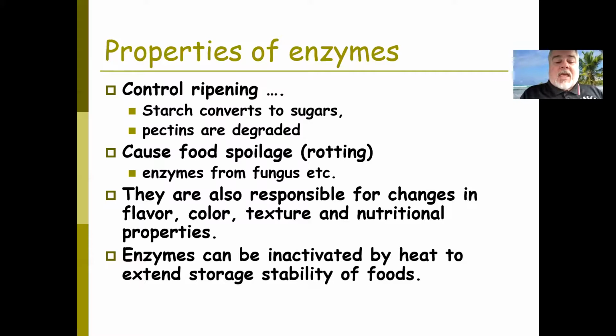Enzymes can be inactivated by heat to extend storage stability of foods. We've already talked about that at length. Another way to inactivate enzymes is cooking. Now, cooking can enhance many food products. It can destroy certain properties, like destroying the enzymes in spinach leaves with heat is going to destroy the properties, the texture, and the appearance of the spinach leaves where it's no longer suitable for salad. It's now limp and a very different product.